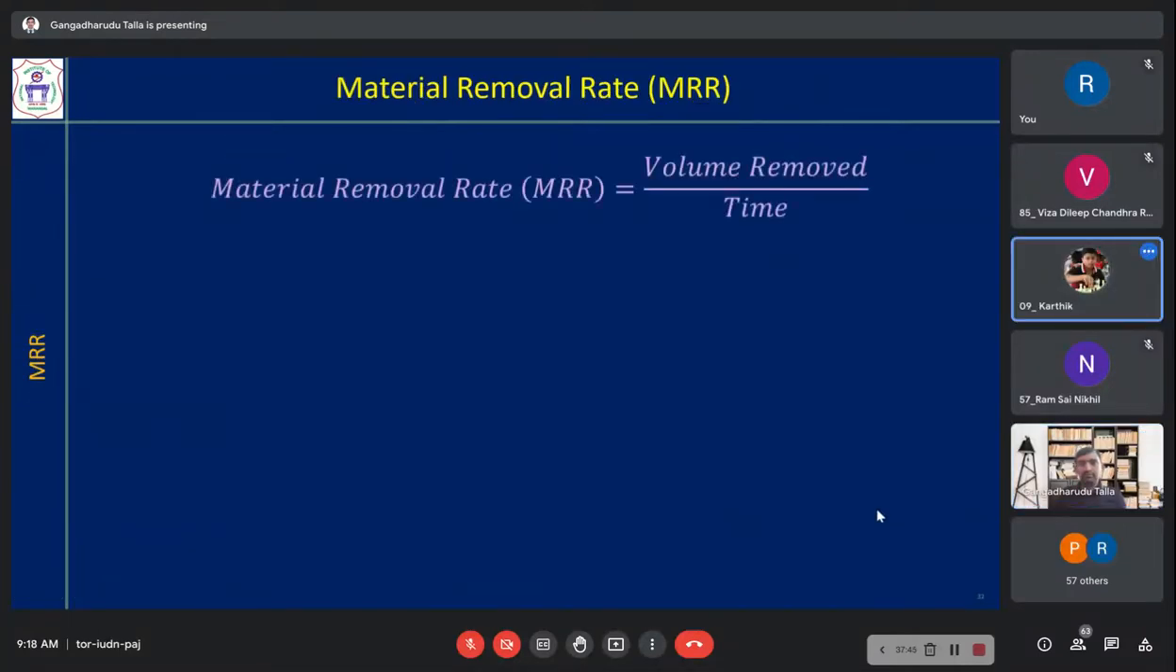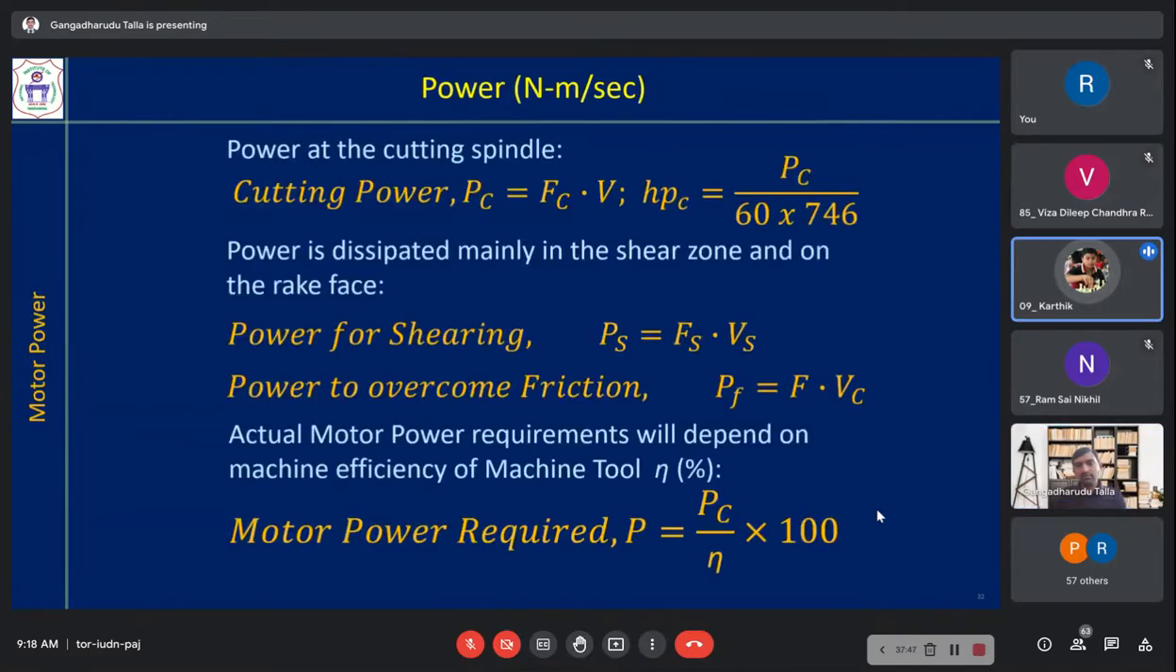Before one, while converting into horsepower, why are we dividing again with 60, sir? See, this Fc and V, they are in newtons, meter per minute. Understand? So for converting that into seconds. Unit conversion only. Yes, got it.